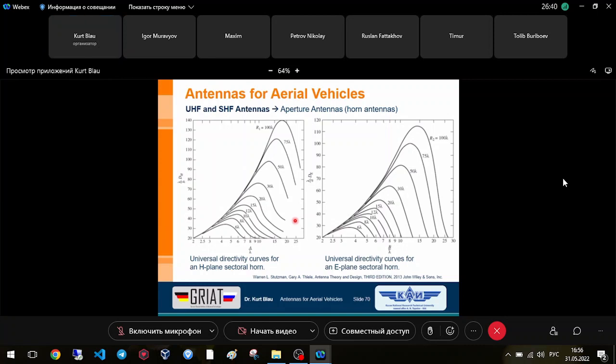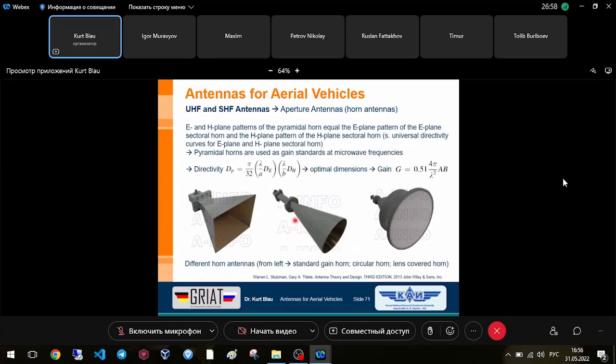It's only the optimum dimensions to achieve the highest gain. This is the background of these curves. Here are some practical realizations of such horn antennas.